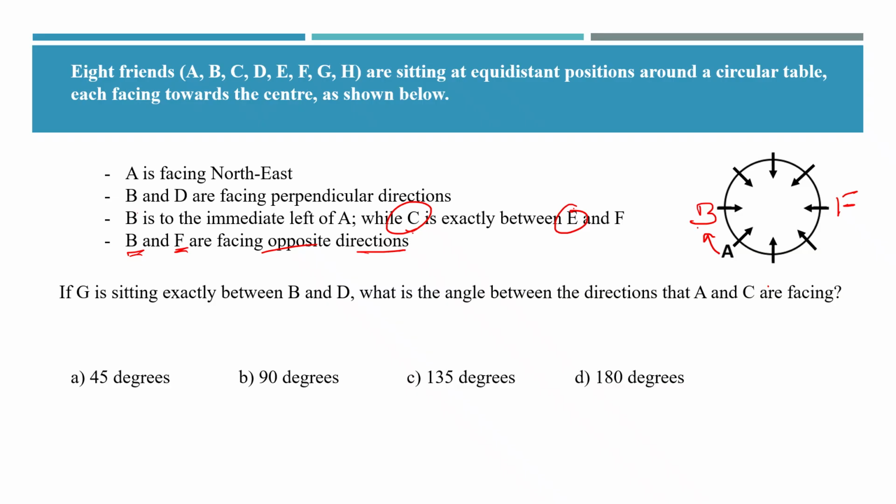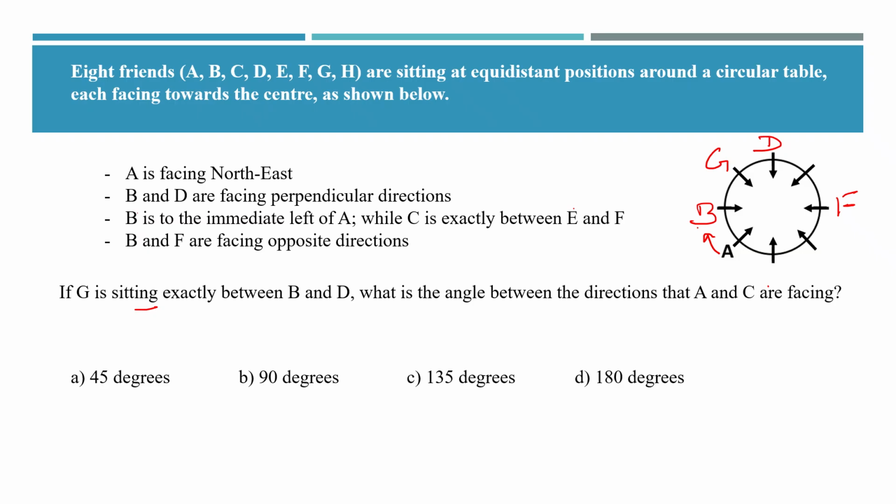The next condition is that G is sitting exactly between B and D. Great. So this makes it very clear. G is between B and D. So B is here, then G is here, obviously D is here. Hope it's clear. Then what is the next condition? What are we supposed to fill? A is done, B is done. I'm supposed to go with C is exactly between E and F.